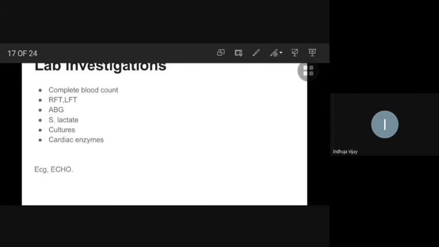Echo can be used to find out the contractility, the ejection fraction of the heart. When there's a decreased ejection fraction, the shock may be due to a cardiogenic cause. Echo can also identify a large proximal thrombus, and pulmonary thromboembolism can also be identified. So these are the uses of echo.